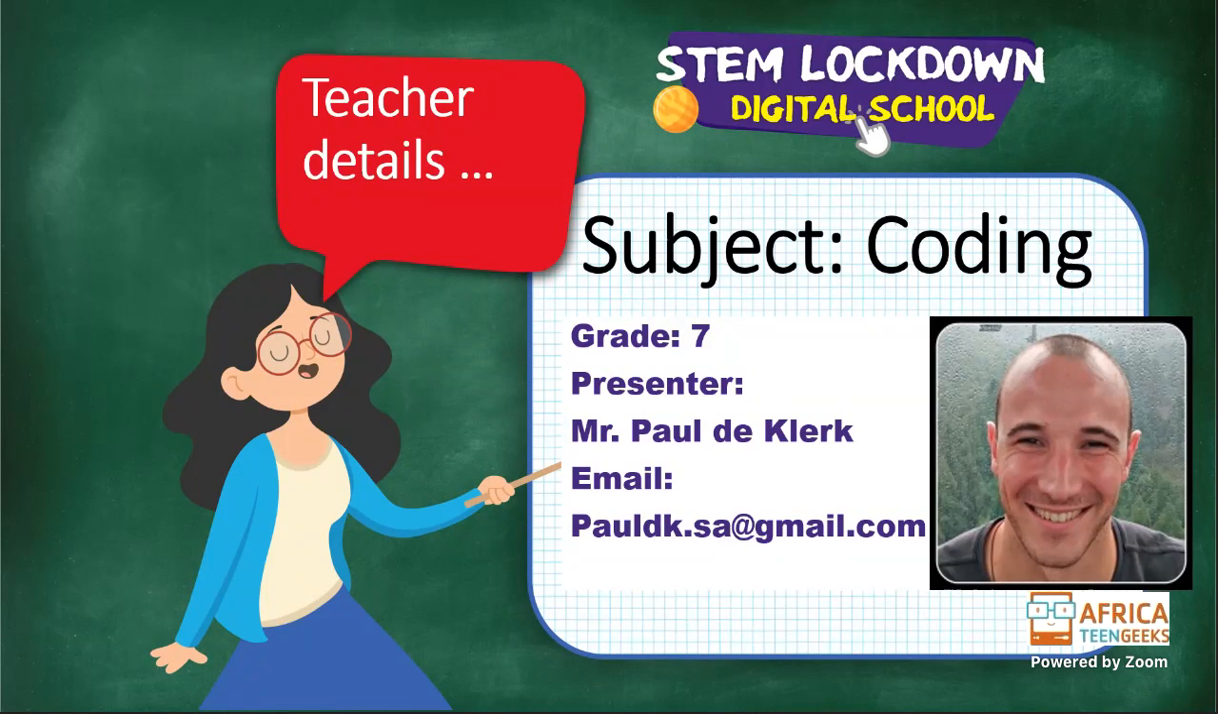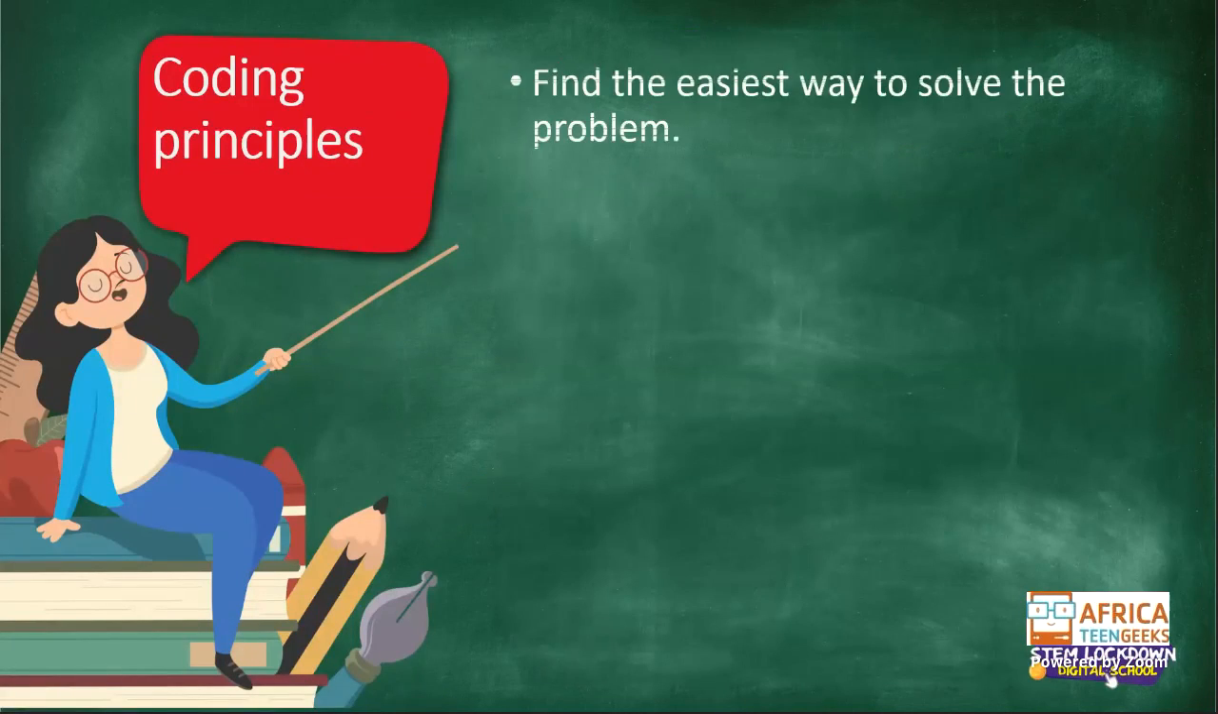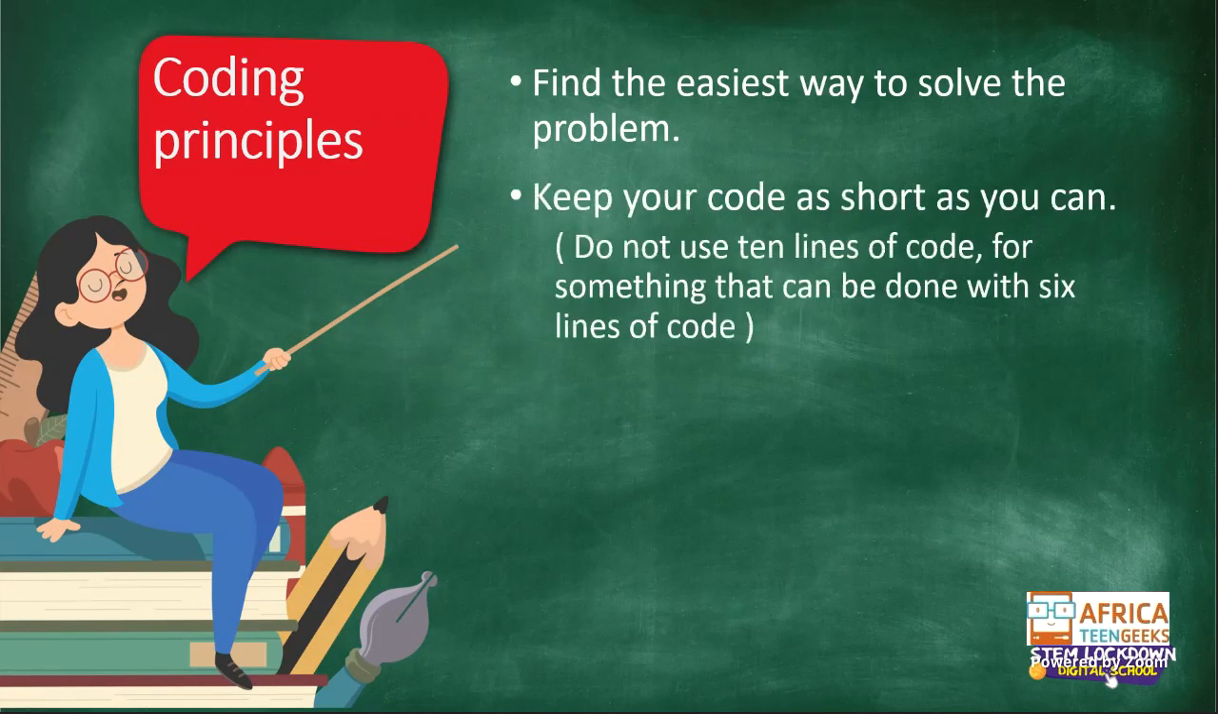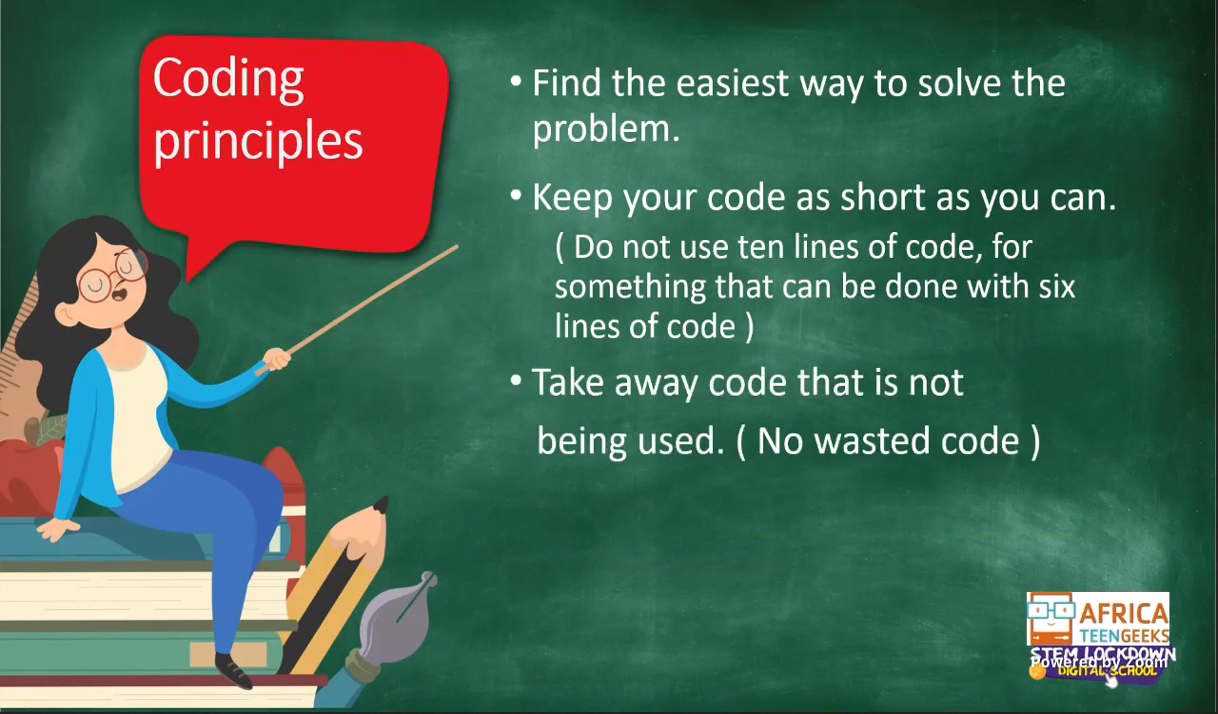Let me just run through the PowerPoint quickly. Okay, so the same coding principles that I always say. I am not going to repeat this next week. Next week you guys need to tell me what they are. Okay, so this one is saying find the easiest way to solve the problem and always start with the easiest problems first. Next one is keep your code as short as you can, so we don't want to use 10 blocks or 10 lines of code for something that we can do with 6 blocks or lines of code. And then the next one says take away code that is not being used, so that we don't have wasted code in our workspace. Right, so I'm going to change over to that screen.